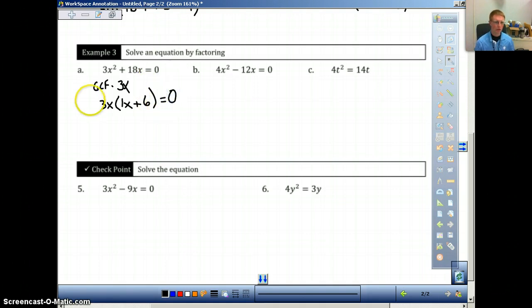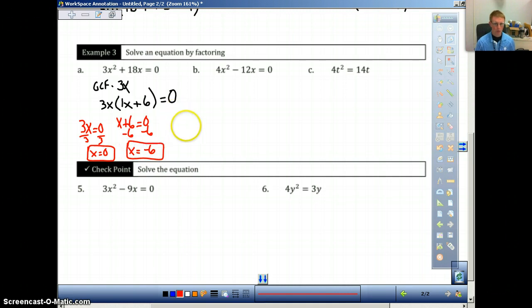So what we're going to do here is we're going to do exactly what we did on the previous page. We're going to say, okay, I need to solve. So that means that we're going to have 3x equals 0, and we're going to have x plus 6 equals 0, and then solve. Divide by 3, divide by 3. X equals 0. That's one of our solutions. Next one, minus 6, minus 6. X equals negative 6. That's our other 0.